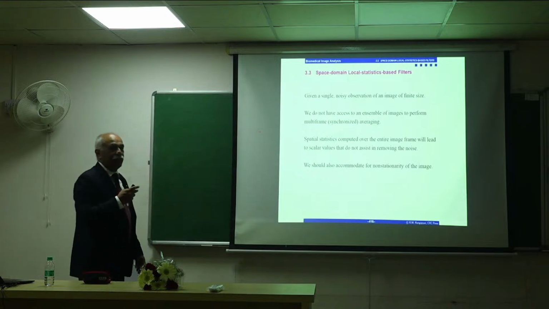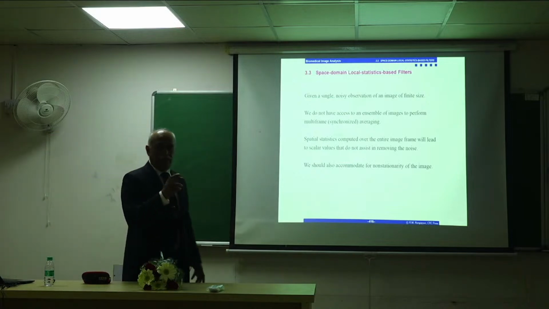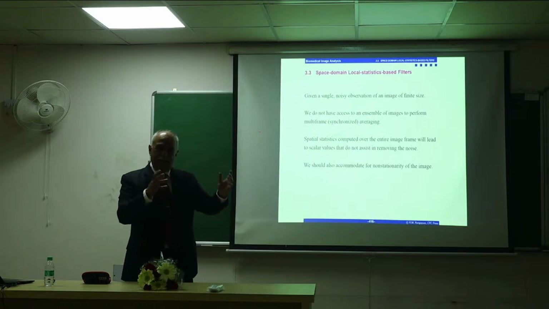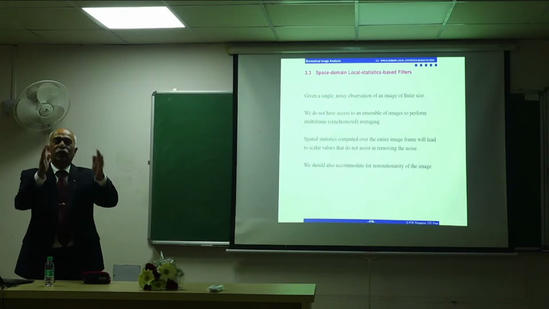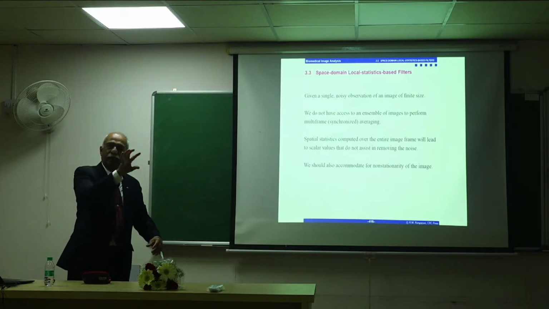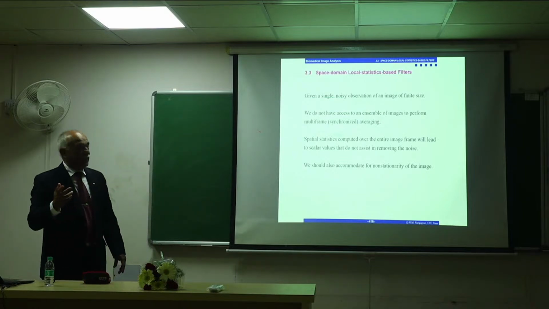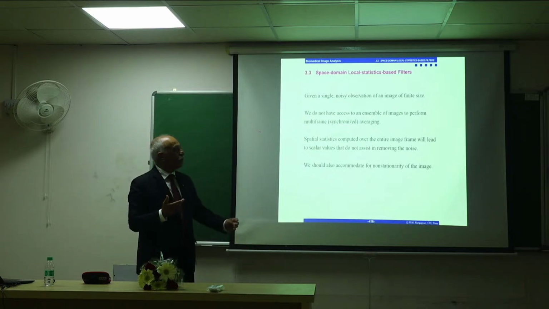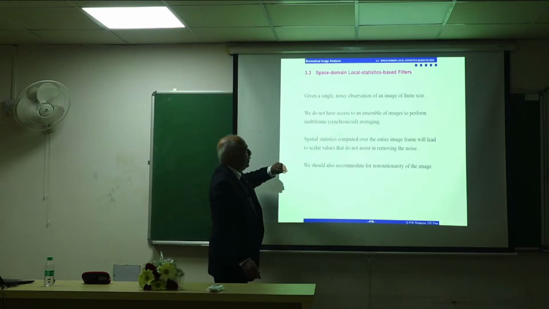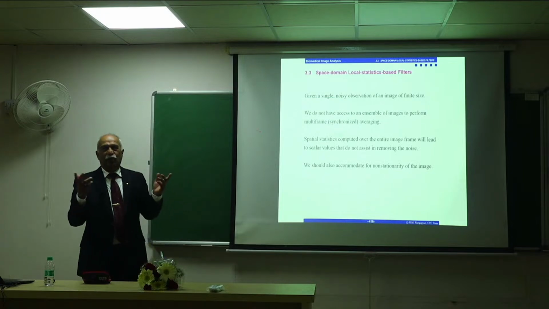Space domain operations using local statistics, like temporal moving window averaging of one-dimensional signals. If you don't have an ensemble of images to do multi-frame averaging, given only one image, you average over space using a local window. So given a single noisy observation of an image of some finite size, we do not have any access to an ensemble of images, and you may not even know the PDF of the image. So spatial statistics are computed over the image. But if you do that over the entire image, that doesn't help. You get one value, and that doesn't help.